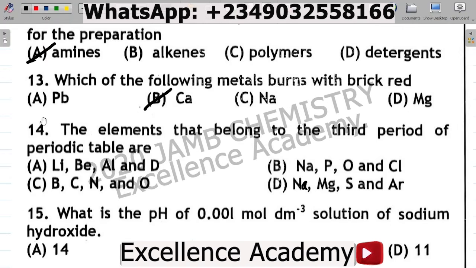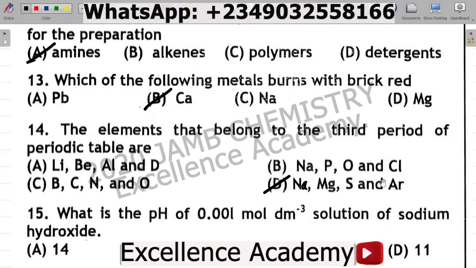Okay. Next up, question number 14. The elements that belong to the third period of the periodic table are: option A, option B, option C, and option D. So which of these is the correct answer? If you inspect this correctly, the correct answer here will be D. In D, you have sodium, magnesium, sulfur, and argon. This will be the correct answer.